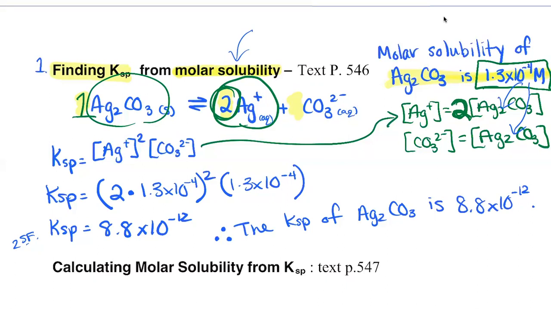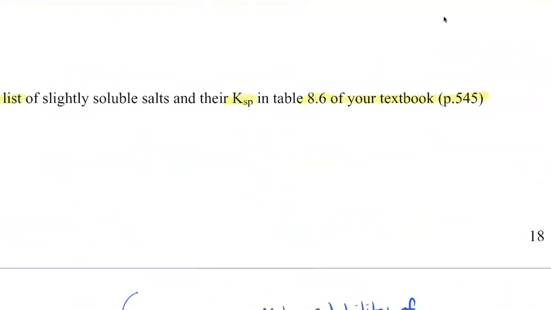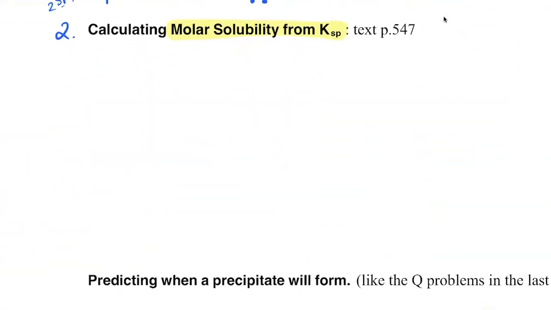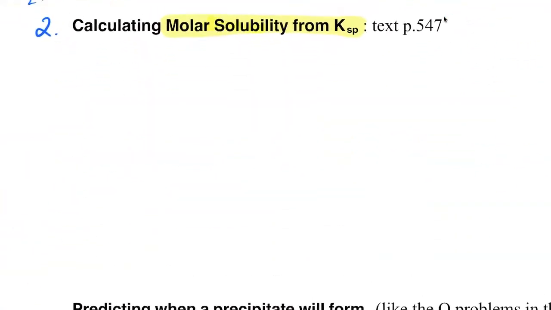So next question, number 2. The second type of question we can have here is calculating molar solubility from KSP. So it's kind of the reverse. So you'd be given the KSP either in the question or from the textbook, okay, from that table on page 545. And we can find the concentration, okay, molar solubility is the concentration in moles per liter, okay, of the ions, okay, that would be dissolving in water.